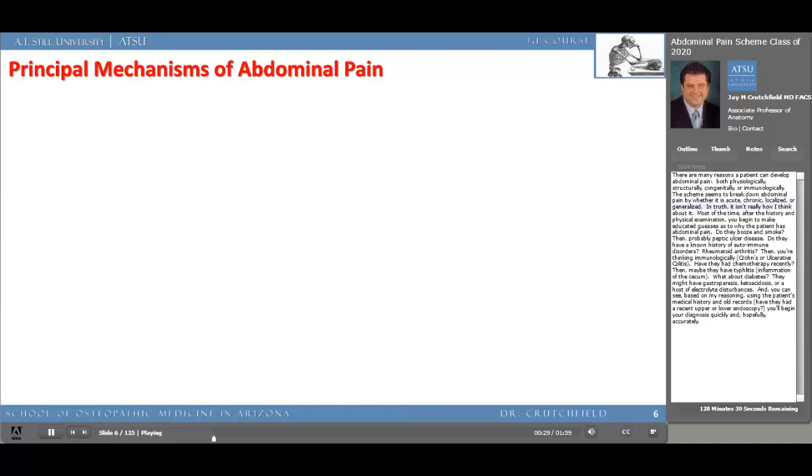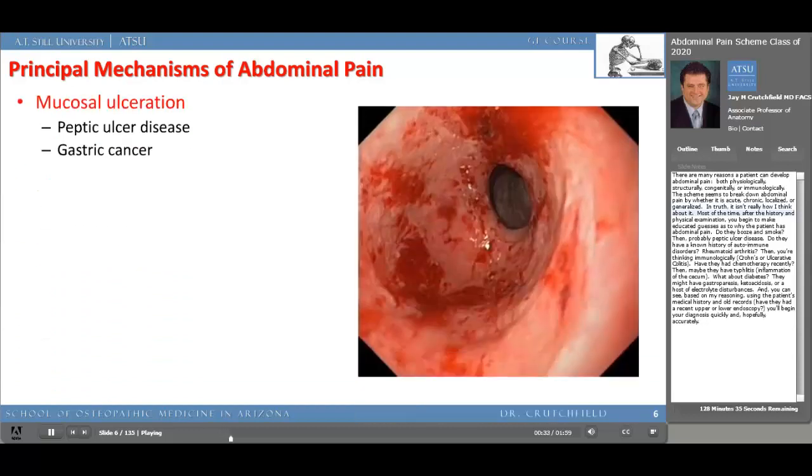Do they have a known history of autoimmune disorders like rheumatoid arthritis or lupus? Then you have to think immunologically. Maybe they have Crohn's disease or ulcerative colitis. Have they had chemotherapy recently? Then they may have typhlitis, which is inflammation of a specific part of the ascending colon, the cecum. What about diabetes? They might have gastroparesis, ketoacidosis, or a host of electrolyte disturbances related to their diabetes.